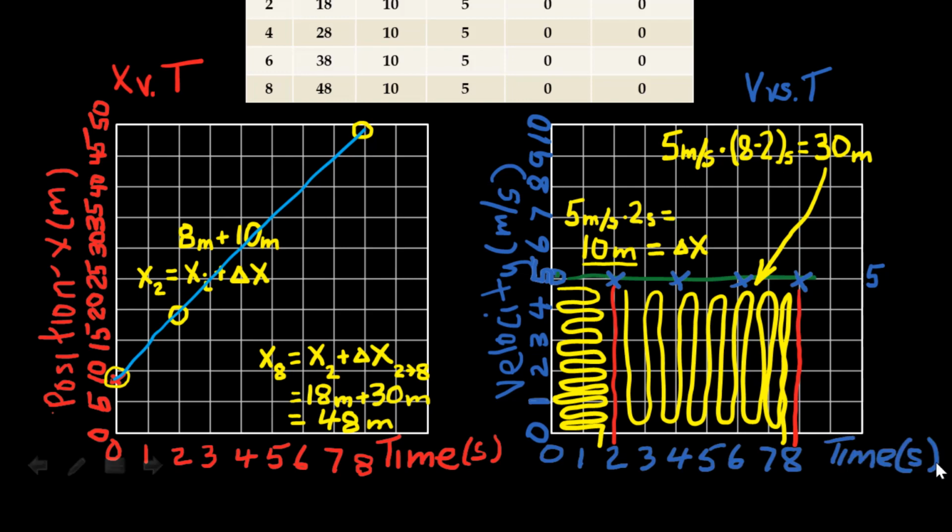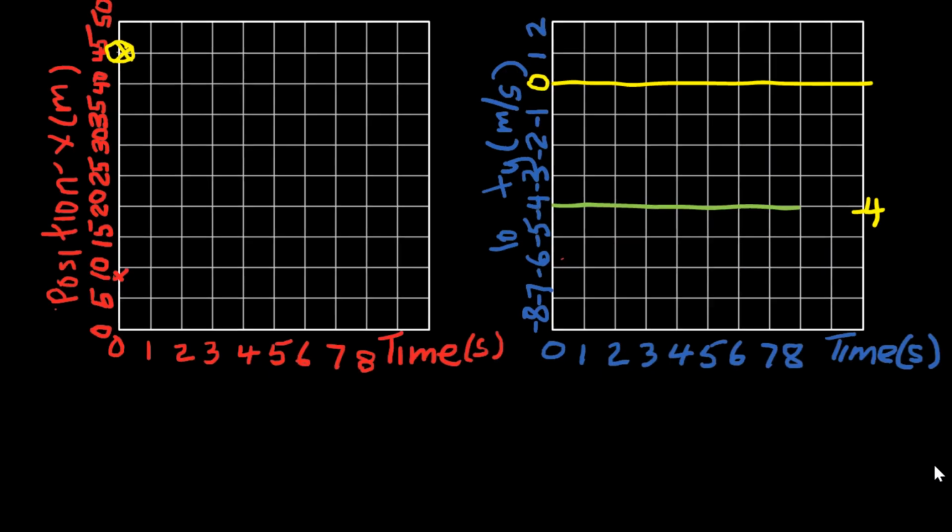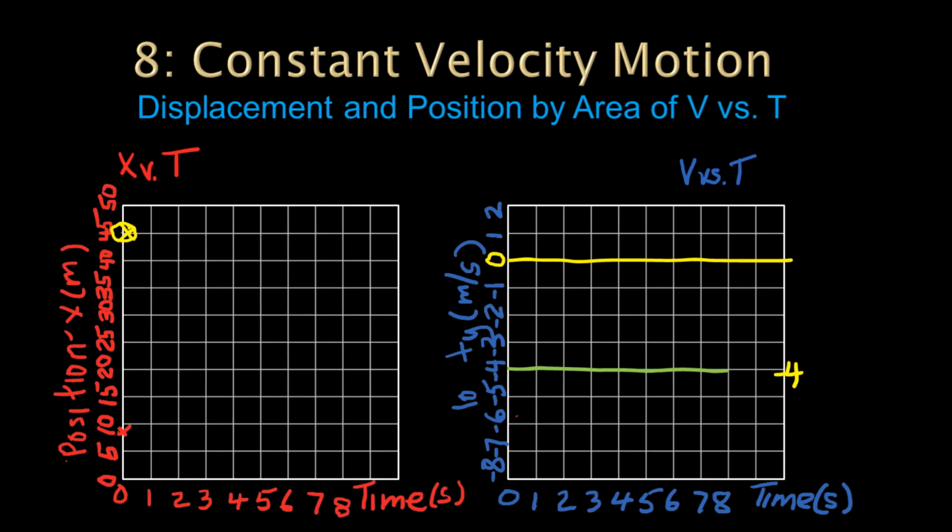Well, this works out fine if we're going forward. What if we're going backward? Take a look on the right side. We have an object that's traveling at a minus 4 meters per second. That's a constant velocity. Okay, so, there it is. Our snail's going backward at a minus 4 meters per second.